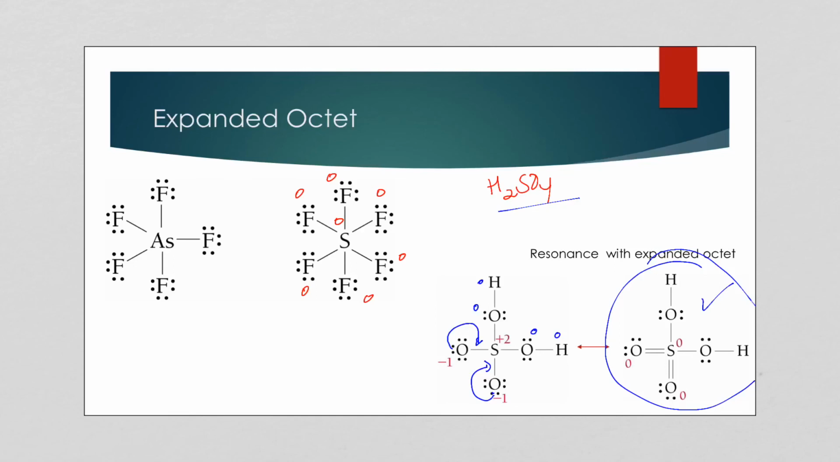It can tell us which resonance structure is better if we have already seen the resonance structures, or it can also indicate that I need resonance structures or that there are better resonance structures out there.